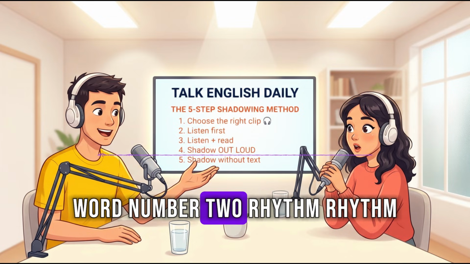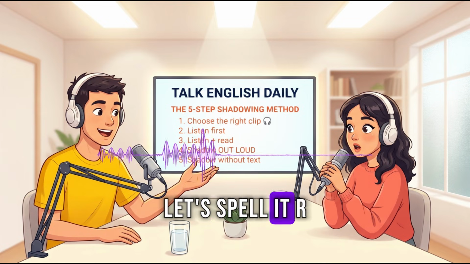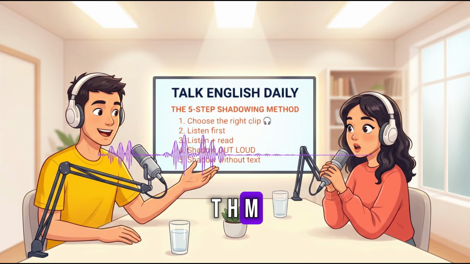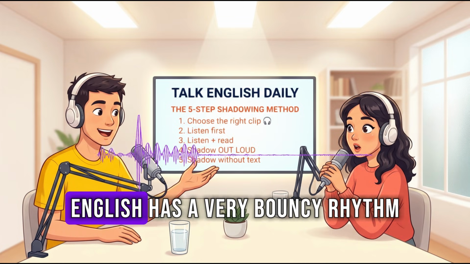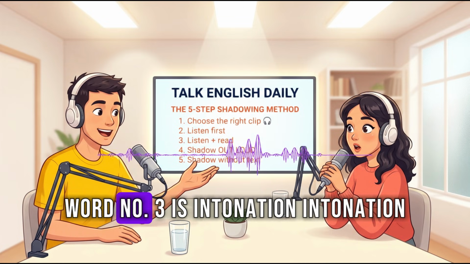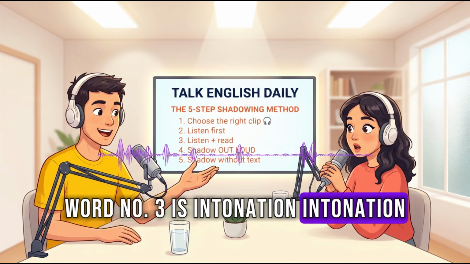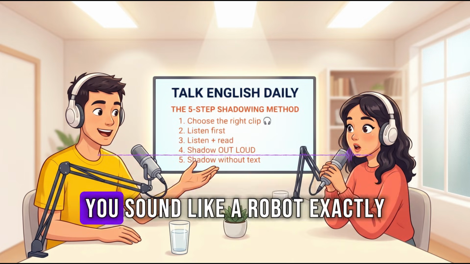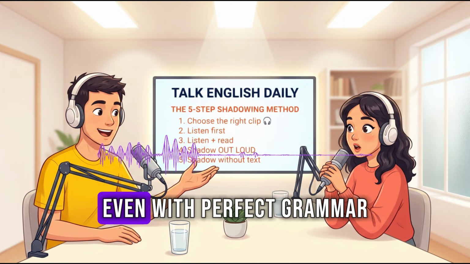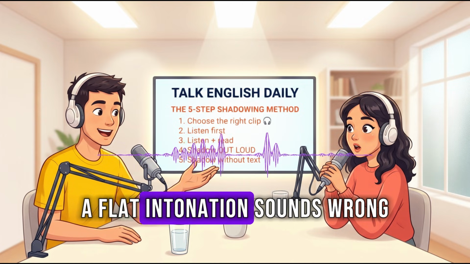Okay, word number 2, rhythm. Let's spell it. R-H-Y-T-H-M. Rhythm is the difference between reading lyrics and singing a song. Yes. English has a very bouncy rhythm. Word number 3 is intonation. Let me spell that for you. I-N-T-O-N-A-T-I-O-N. If your intonation is flat, you sound like a robot. Exactly. Even with perfect grammar, a flat intonation sounds wrong.